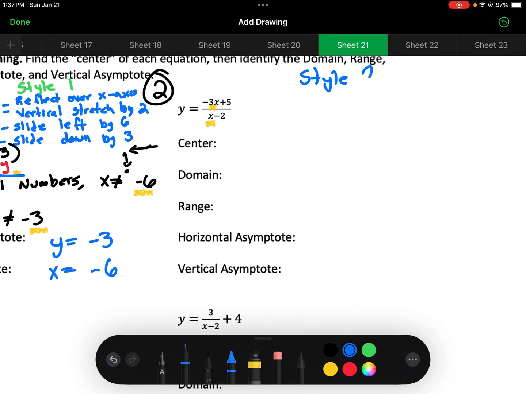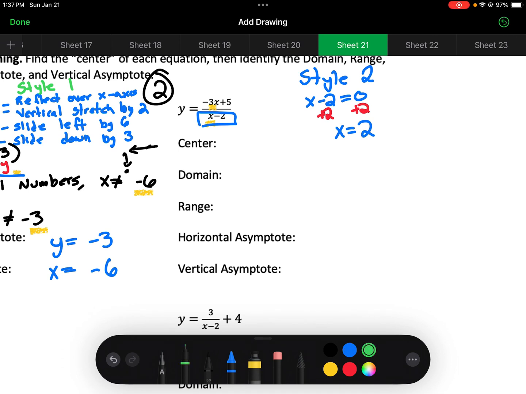Style number 2. So this is style 2. If I want to find the center, what I'm going to do is take the bottom, x minus 2, set it equal to 0, and solve for x. So I'd add 2, and I get x equals 2.